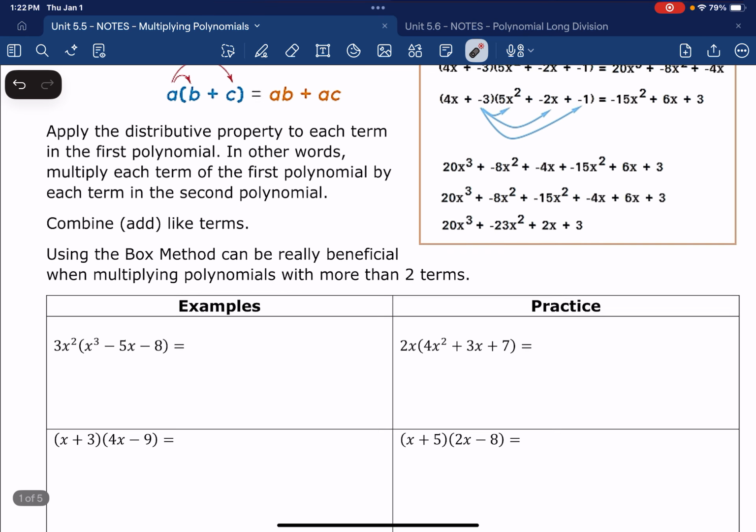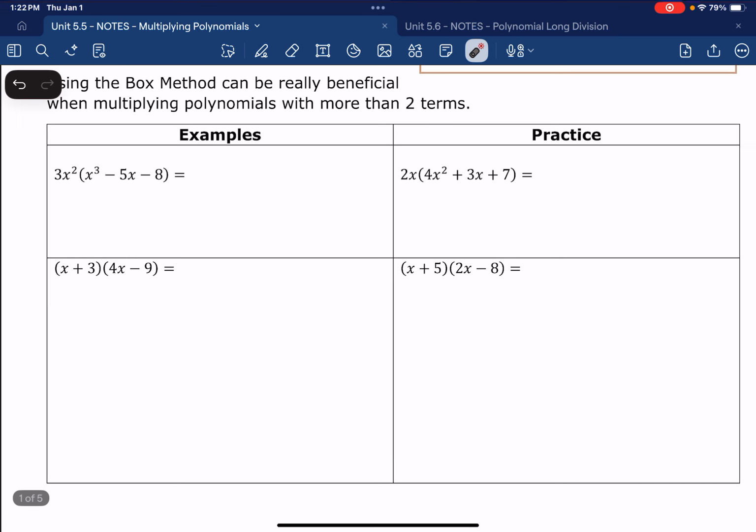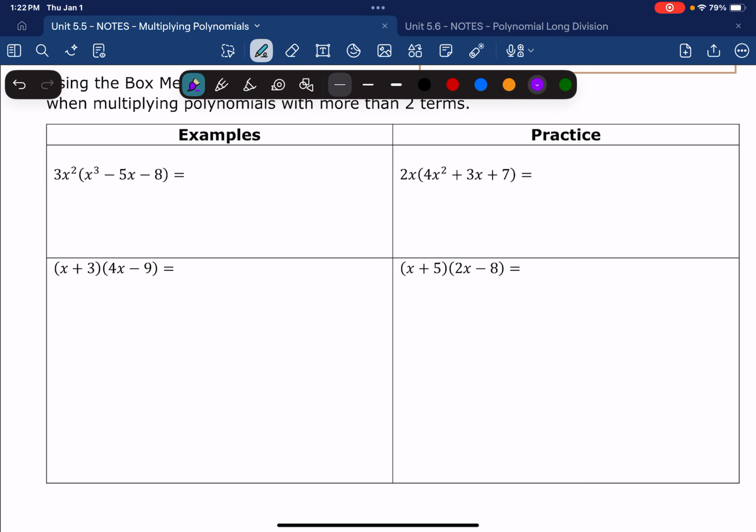All right, so let's do some examples here. We have 3x squared times this polynomial x cubed minus 5x minus 8. So let's distribute. 3x squared times our x cubed gives us a 3x to the 5th power. And then we have 3x squared times this minus 5x. That gives us our minus 15x to the 3rd power. Then we have 3x squared times our minus 8, which gives us a minus 24x squared.